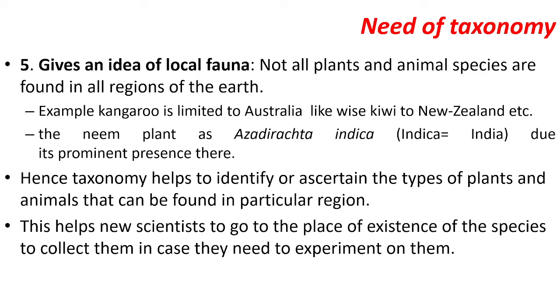It gives an idea of local fauna also. While understanding the local biodiversity, the species surviving in the area, whether they are threatened, whether they are least concerned, whether they are endangered. Based on that, we generally classify these organisms based on the numbers which are available, their reproductive procedure, their community, habitats, everything. Not all the plant and animal species are found in all the regions of Earth.